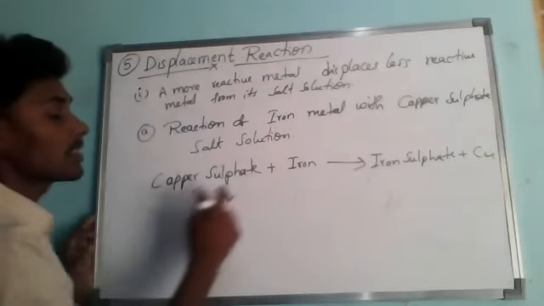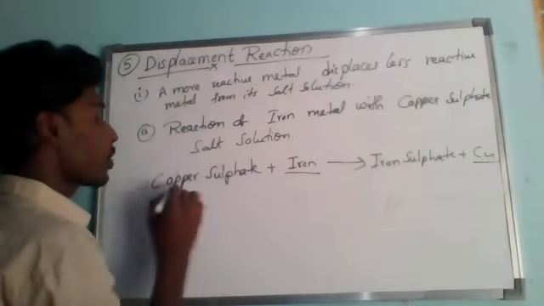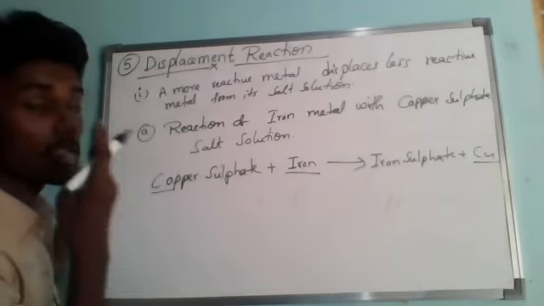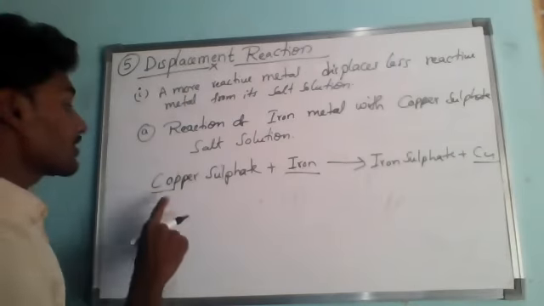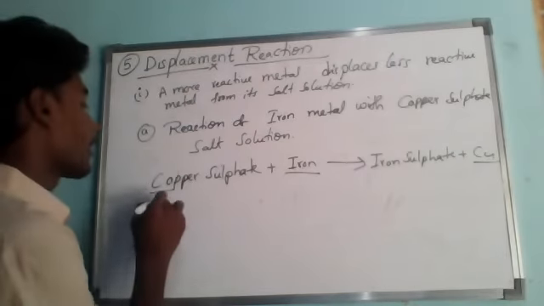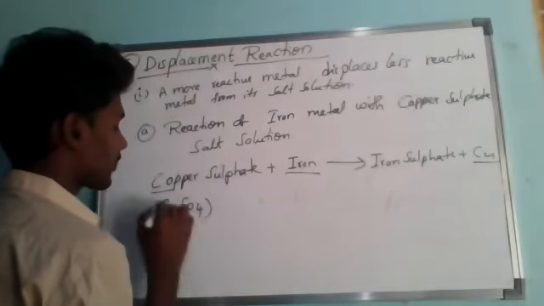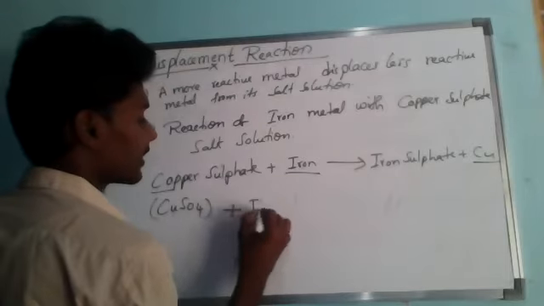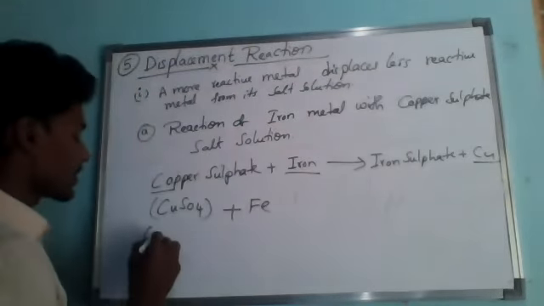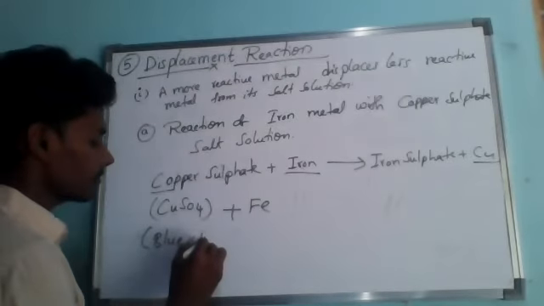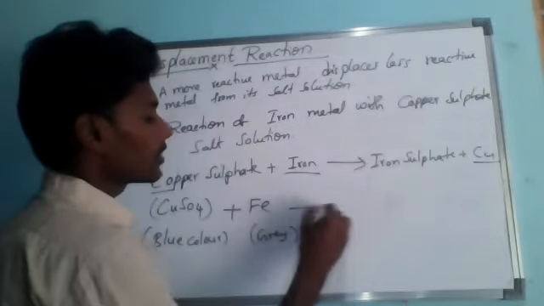Before the reaction iron is separate, but after the reaction copper is separate, because iron is more reactive than copper. In the reactivity series which we have studied, iron is present first, so iron can displace copper from its salt solution. CuSO4 is the salt solution of copper, and it reacts with iron. The symbol of iron is Fe. The copper sulfate is blue, and Fe is gray. Now the reaction will take place.